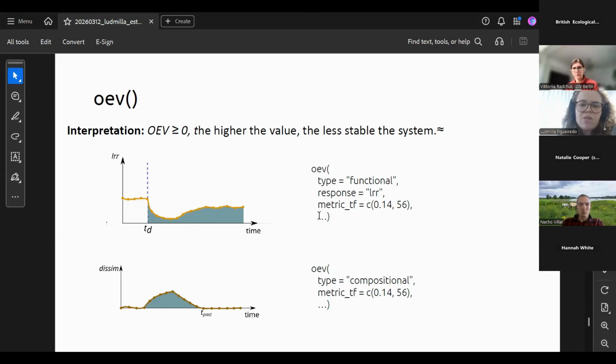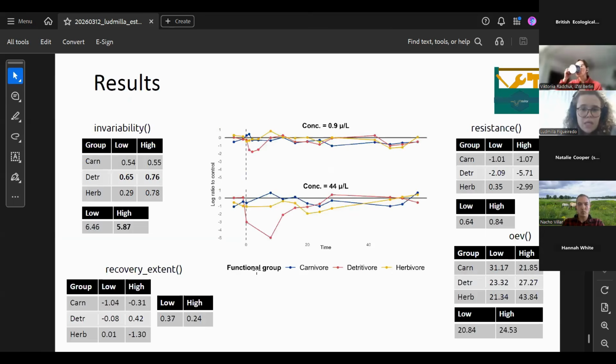And again, there are no special arguments. They are the common arguments that follow for all the other functions. So let's see what results we got. Here I present the most interesting one, so to say. For invariability, if we look at the detritivores in the high concentration, we see that they actually have a higher value of invariability despite this big drop. Here they have higher invariability than in the lower concentration.